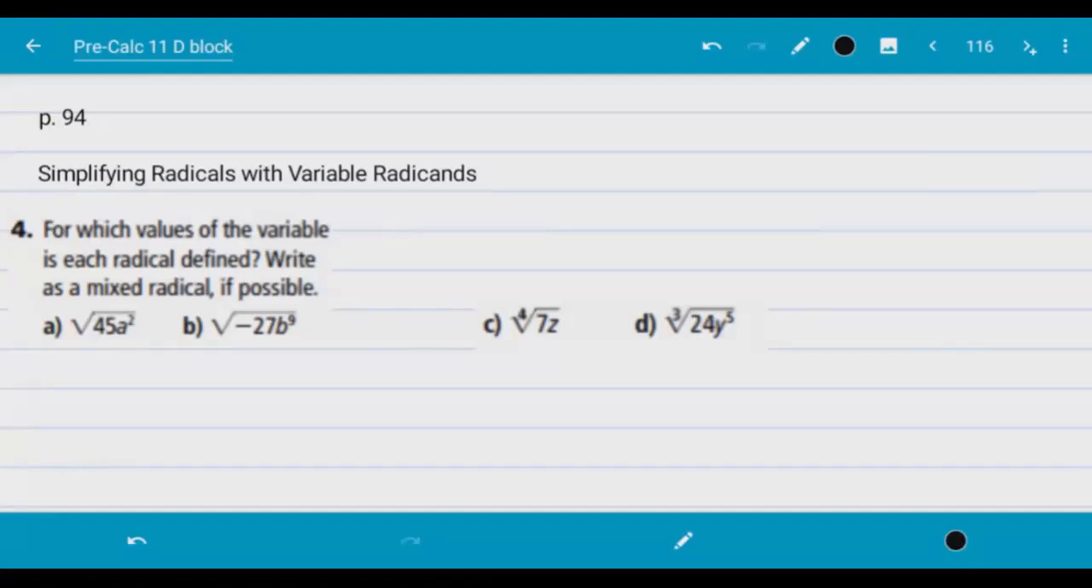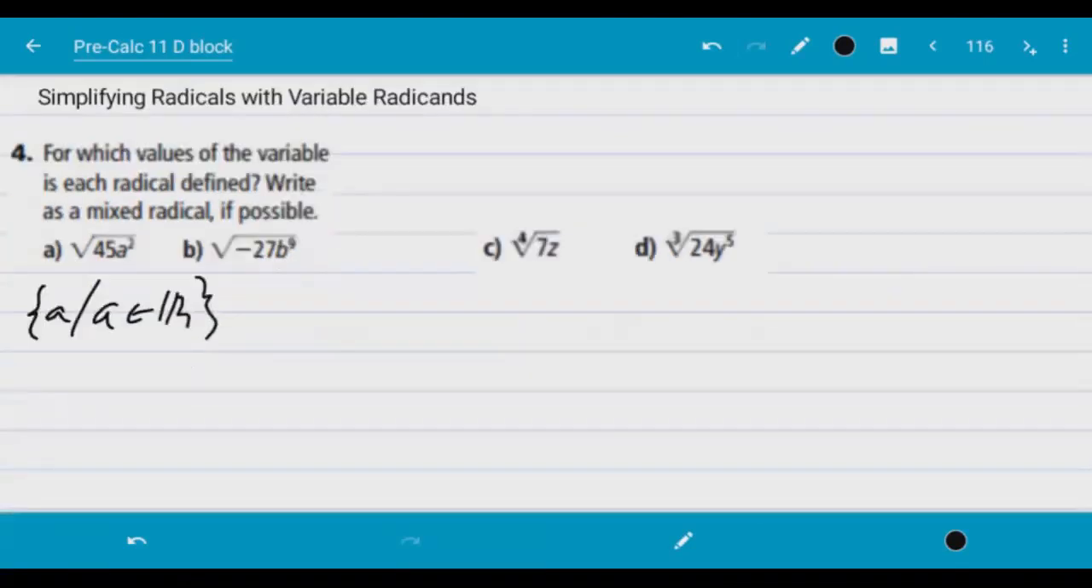Now, this one here, take note, 45 can be turned into a mixed radical. It's this one that we need to ask ourselves about. So whatever that value is, for A, A can have any value. It could be positive, negative, or zero. So in this case, A can be any real number.